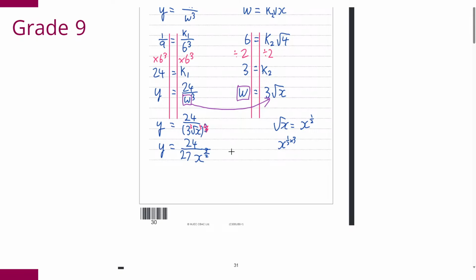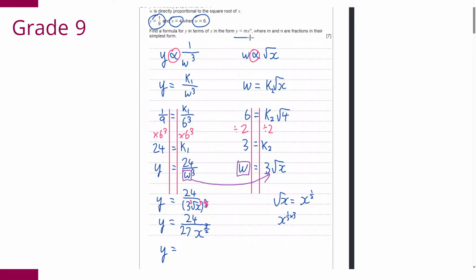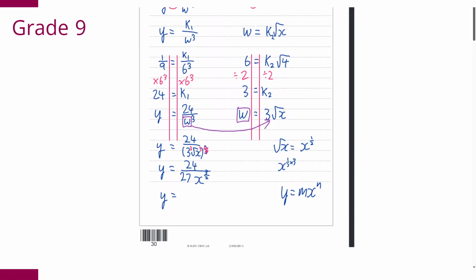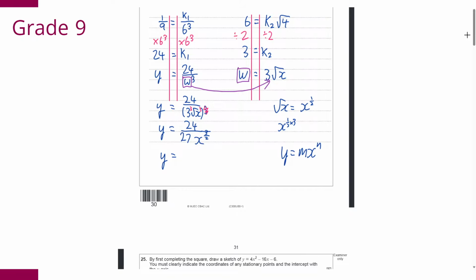And then finally, we need it in the form they've asked for: y equals mx to the power of n, where m and n are fractions in their simplest form. So we're going to have 24. Use your calculator, do 24 over 27, and it says 8 over 9. Now, that might seem ridiculous. You might be going, for goodness sake, you can divide top and bottom by 3. Use your calculator, it will do it for you. You don't need to think. In case you make a mistake, just get your calculator to do it all.